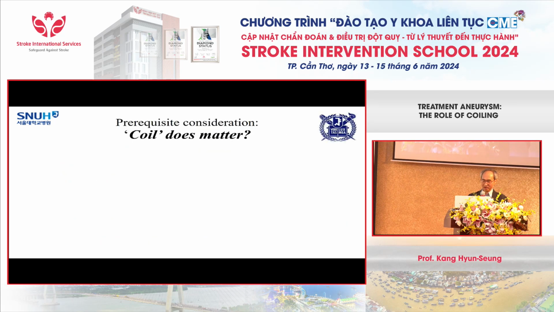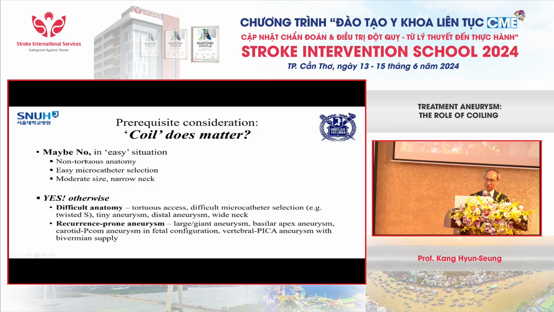So coil actually doesn't matter. There are so many kinds of coils in the market. In an easy situation, we can use any kind of coil: non-tortuous anatomy, easy microcatheter selection, moderate size aneurysm, very narrow neck aneurysm. Any coil does work very well. But otherwise, when we encounter very difficult anatomy, including tortuous access, difficult microcatheter selection, for example, twisted S, tiny aneurysm, distal aneurysm, wide neck, in these special cases, we really need good devices. Some aneurysms are very recurrence prone, so we need to take very special measures.